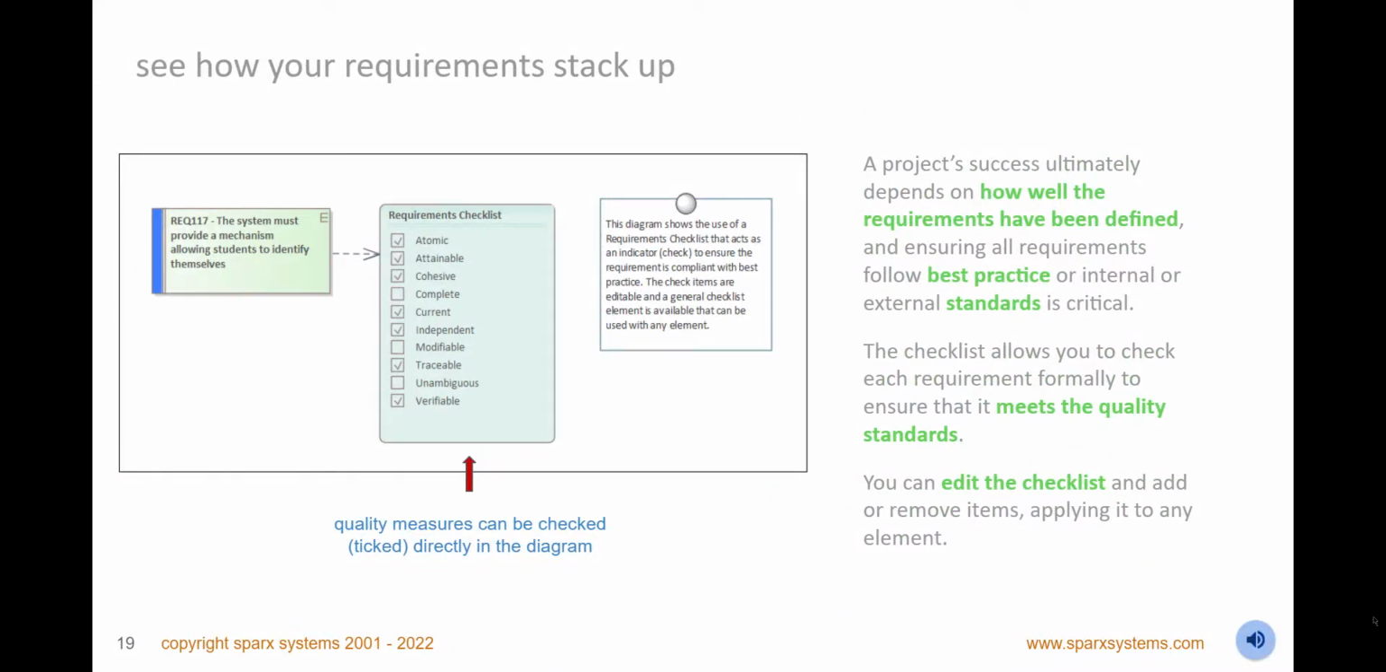See how your requirements stack up, by applying a checklist to individual requirements or packages of requirements. Extend the checklist to other elements such as stories, use cases, and business rules, to ensure rigor and standardization. Use a checklist pattern of predefined quality characteristics, or define your organization, project, or team qualities for each element type.